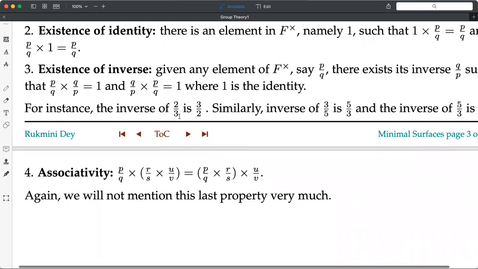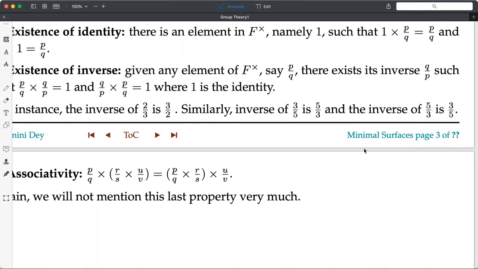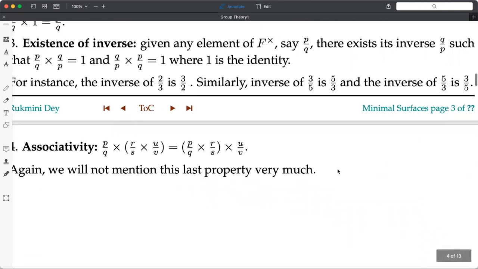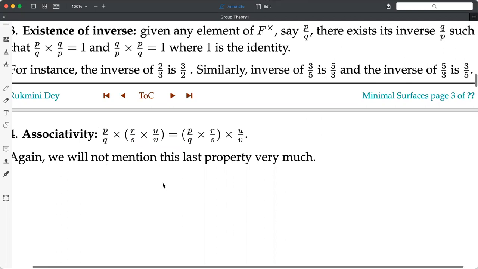So for example, the inverse of 2/3 is 3/2. Similarly, the inverse of 3/5 is 5/3. The inverse of 5/3 is 3/5, and so on. Okay. And the associativity property also holds.